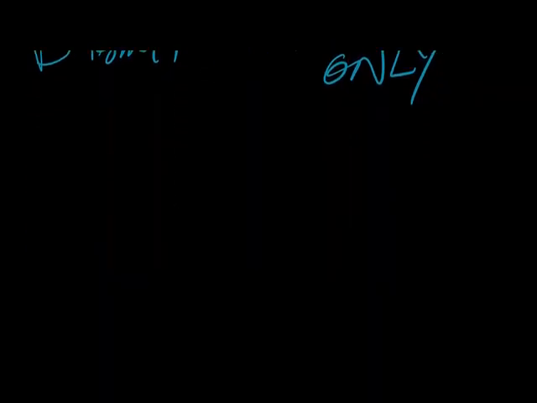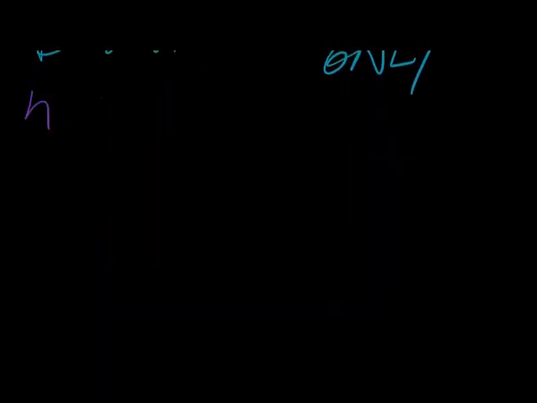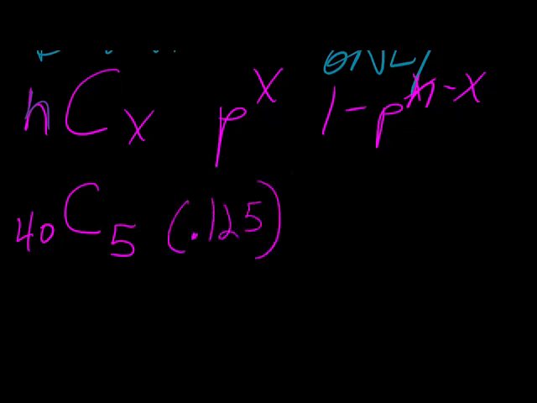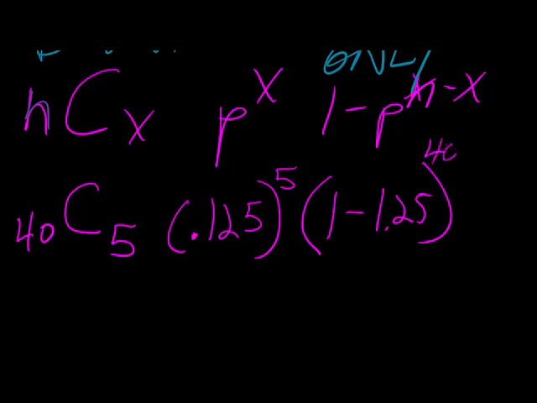Now let's go ahead and do the math in our little fake example. N combination x, p to the x, 1 minus p to the n minus x. All right, so this is n. There are 40 total students. We're going to do a combination with 5 successful outcomes. The probability of walking in with a hat is 0.125 to the x, to the 5, times 1 minus 0.125 to the n minus x, to the 40 minus x.